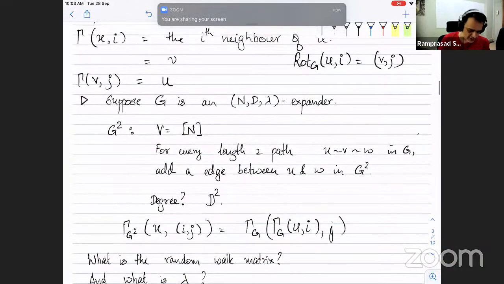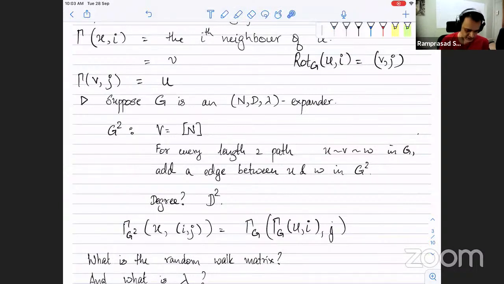There should probably have been a better way of doing it. So gamma of i comma i, for instance, could just mean that you take the ith neighbor of u. If that happens to be a self loop, then you will stay back in u.